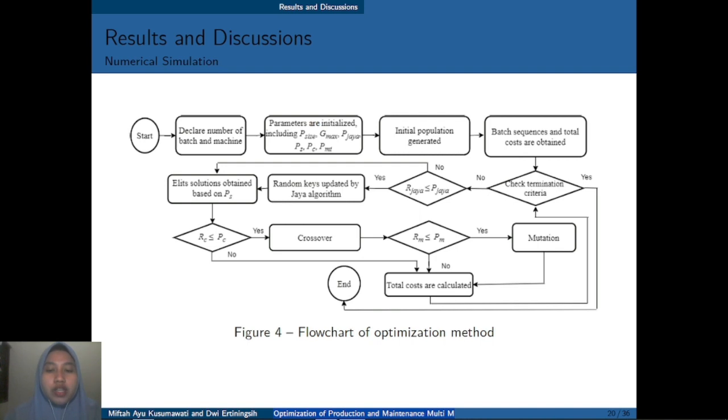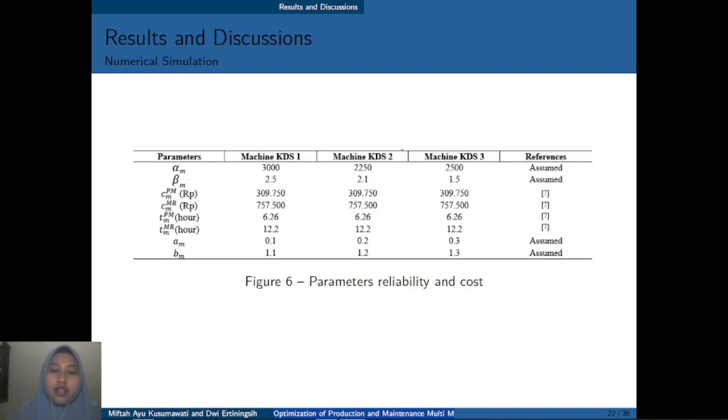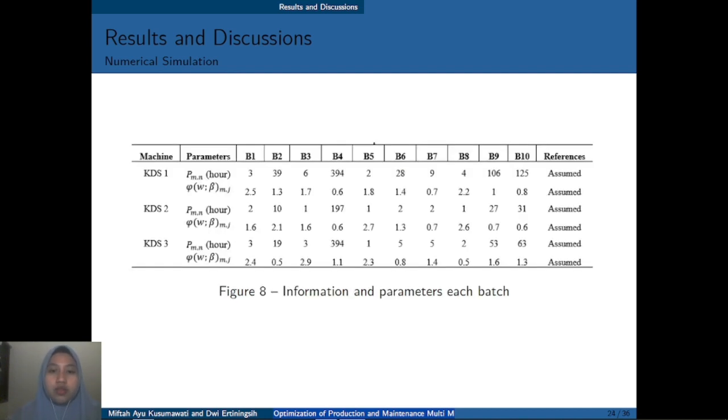Okay, the optimization method can be illustrated in figure 4 in the slide. The Jaya algorithm is conducted before the crossover process, more precisely before selecting elite and non-elite solutions. This is for the initialization parameters. These are the reliability and cost parameters. These are the various types of medicines in PT Papros. And this is the information and parameters of each batch.